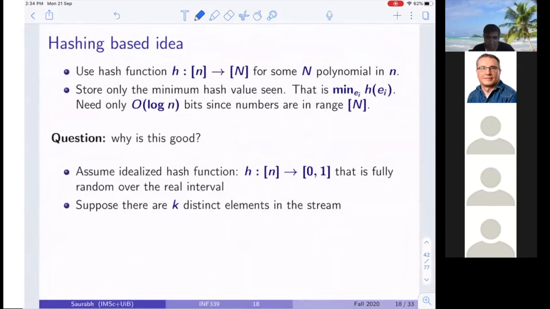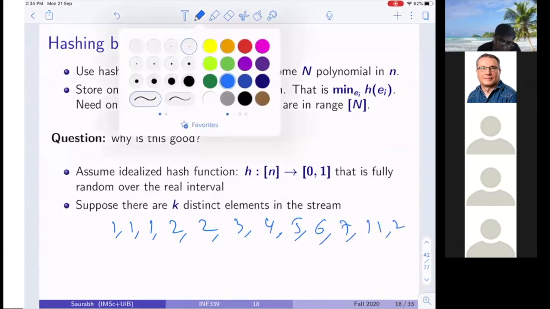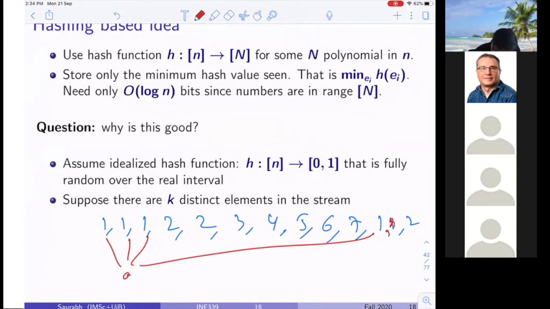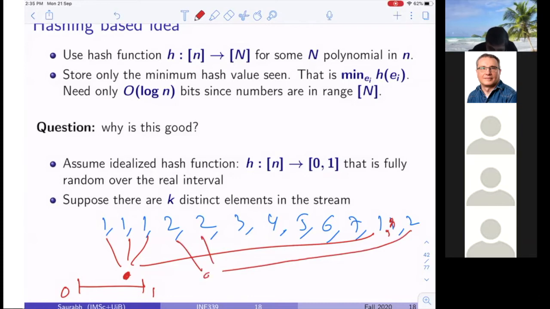Now, suppose there are k distinct elements in the stream. Let's try to understand what happens. Suppose we had 1, 1, 1, 2, 2, 3, 4, 5, 6, 7, 1, 1, 2. What will this hash function do? It's a function, so it is going to map all these 1s to some number between 0 and 1 uniformly at random. Basically it has collapsed all the 1s to one number between 0 and 1. All the 2s will go to some number between 0 and 1, all the 3s will go somewhere, 4 will go somewhere, 5, 6, 7.